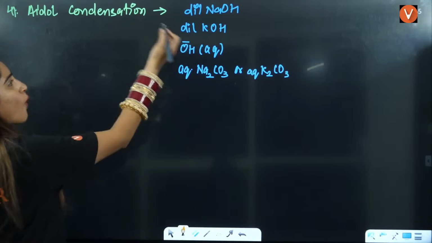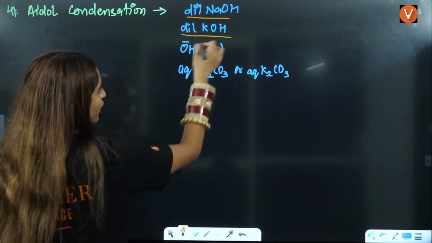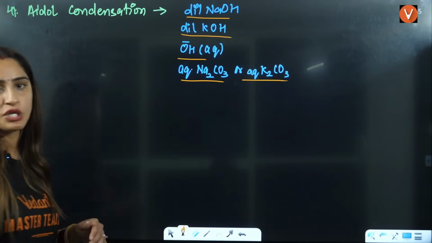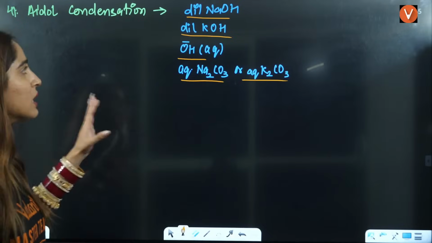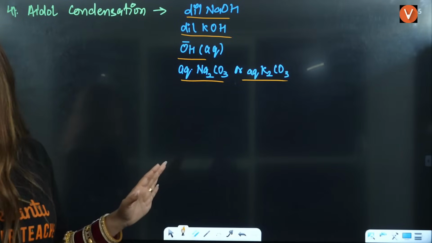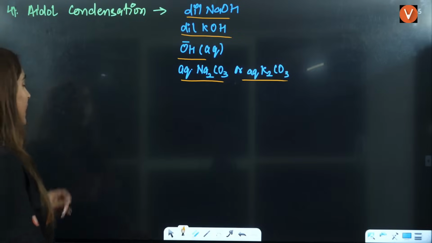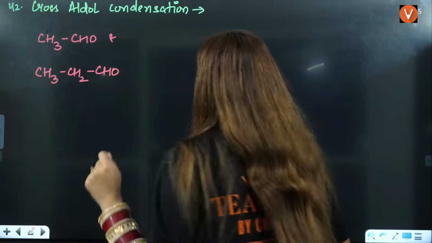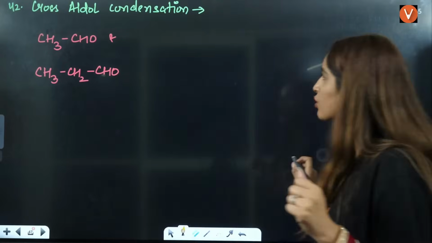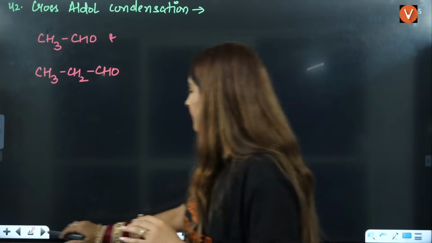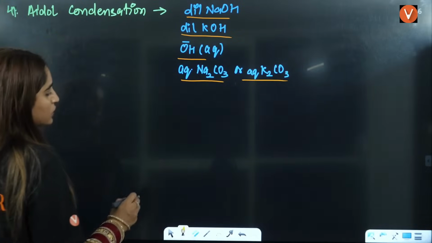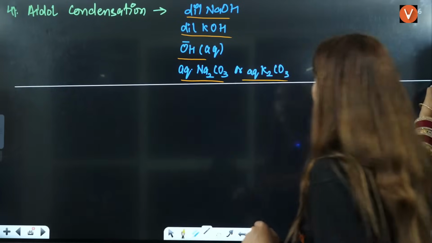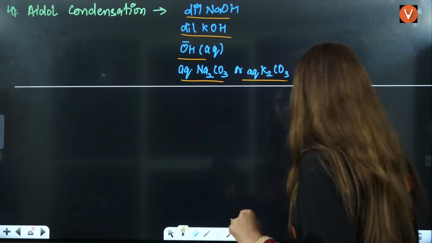So first, what is the reagent? Dilute NaOH, dilute KOH, or aqueous Na2CO3, or aqueous K2CO3. These are the reagents that will be given to you. Okay, understood? Now, ma'am, if these are the reagents that are given to us, then cross aldol condensation. I have not told you the important trick yet. Let us see what the important trick is.